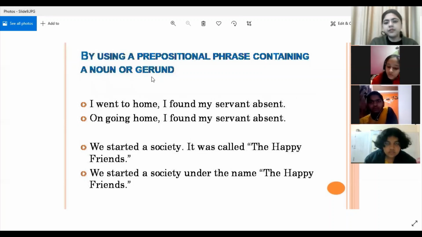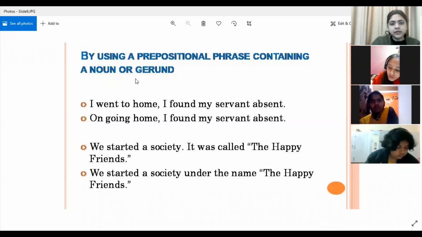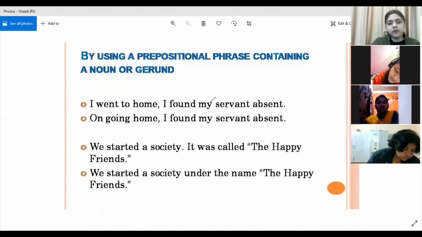Then by using a prepositional phrase containing a noun or gerund, let us have a look at the example. I went home, I found my servant absent. Okay, so how will we do it? On going home, I found my servant absent. So you will start with a preposition and you will place a gerund or a noun after that. And then you will continue writing your sentence as it is.